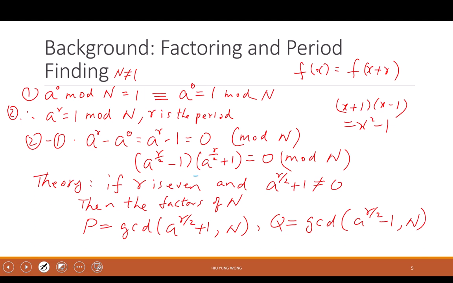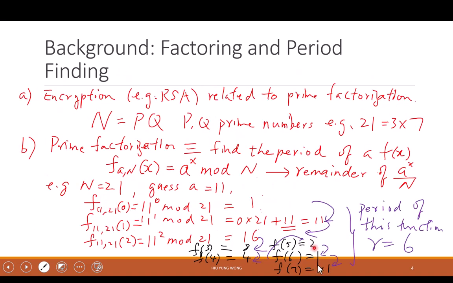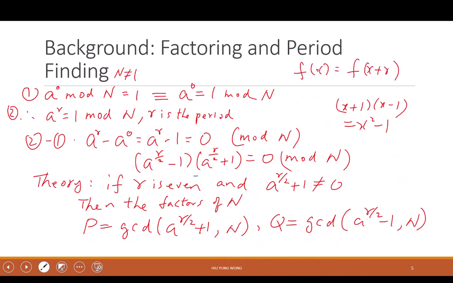We will do that, yeah. Now, you see that I've been saying A, I picked the A. You see that we need R to be even. If it is not even, you cannot do this. We also need A to the power R divided by 2 plus 1 not equal to 0, which means it's not divisible by N. You are not always so lucky to pick the correct A, because A is going to determine the period. The period is not just determined by N; it is also determined by A, because it is A to the power X modulus N. If you have a different A, you have a different period. You might not get the even one. You may get the odd one.